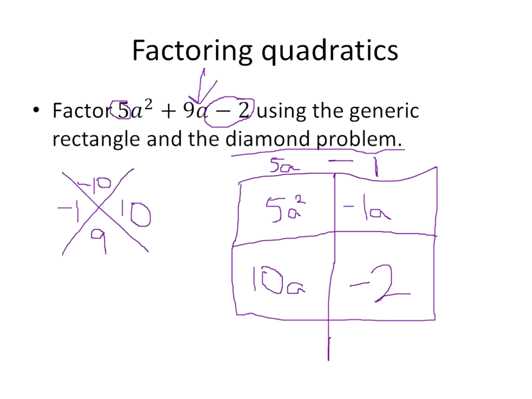All right, so if that's the case, what's going to go out here? If the top there is 5a, what's going to go here? What number times 5a is going to give me 5a squared? 1a, or I can just write a, which makes sense because -1 times a is going to give me -1a also, doesn't it? They both have an a in common.